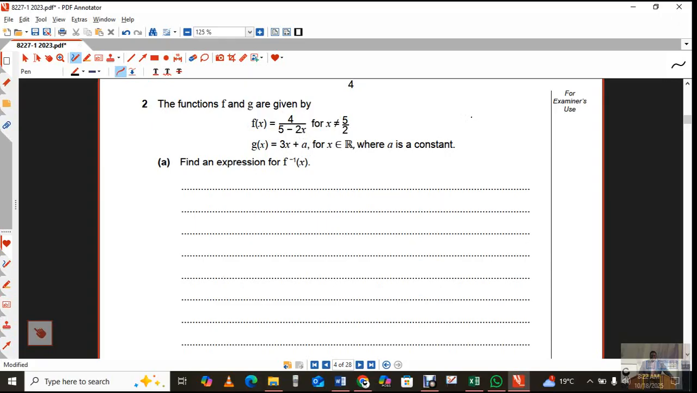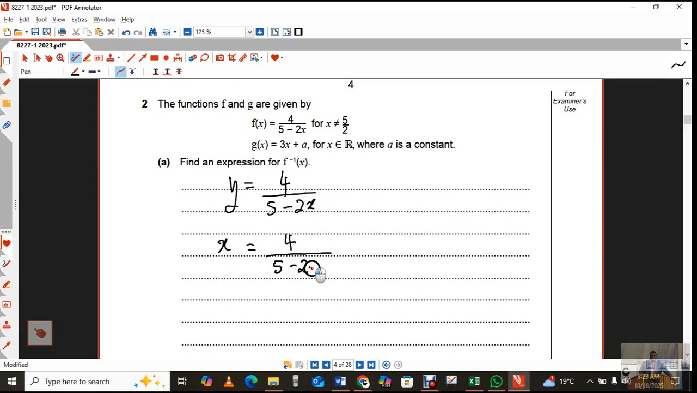So first thing is we're supposed to find the inverse of f. And to do that, I'm just going to write f of x as y equals 4 over 5 minus 2x. And then I'm going to switch the variables around.